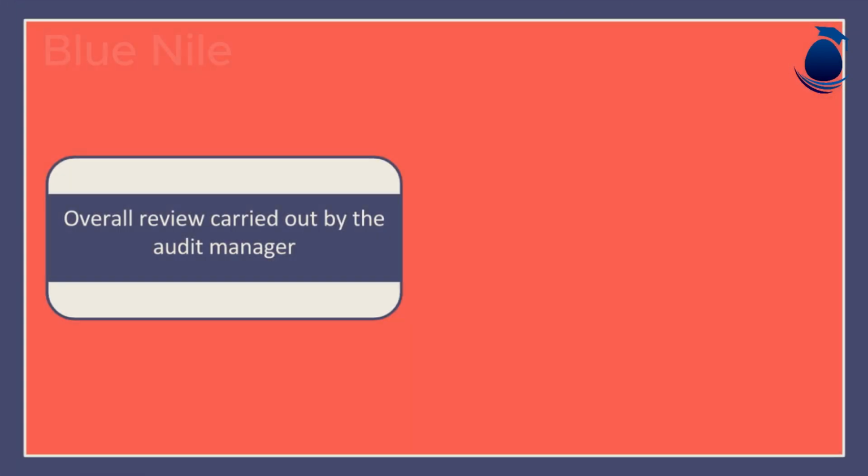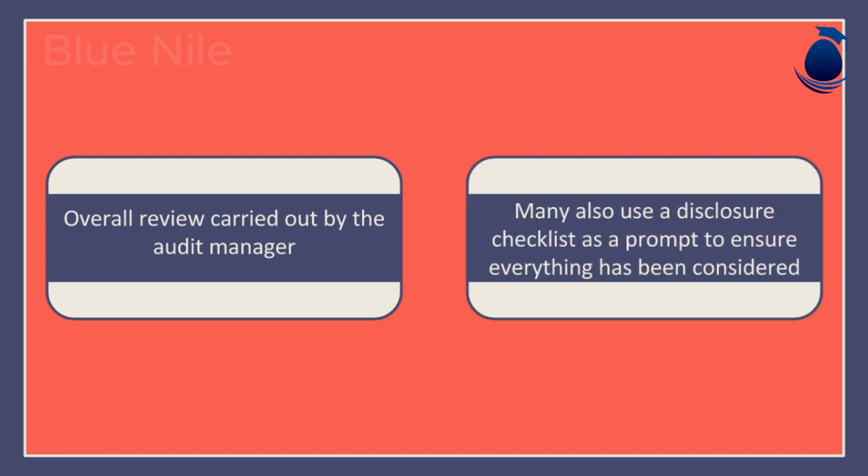This work is usually carried out by the audit manager, reviewing the work of the audit team. A disclosure checklist may also be used in many audit firms as a prompt to ensure the audit team has considered all that is necessary and that there is evidence collected in the audit file.